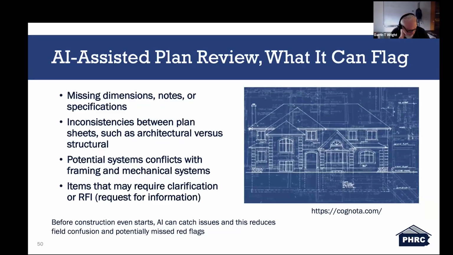AI can act as a first review tool for construction documents by identifying missing dimensions, conflicting notes, or coordination issues between systems. While it does not replace formal review process, it helps improve quality of documents before they are used, reducing confusion and improving communication between teams.